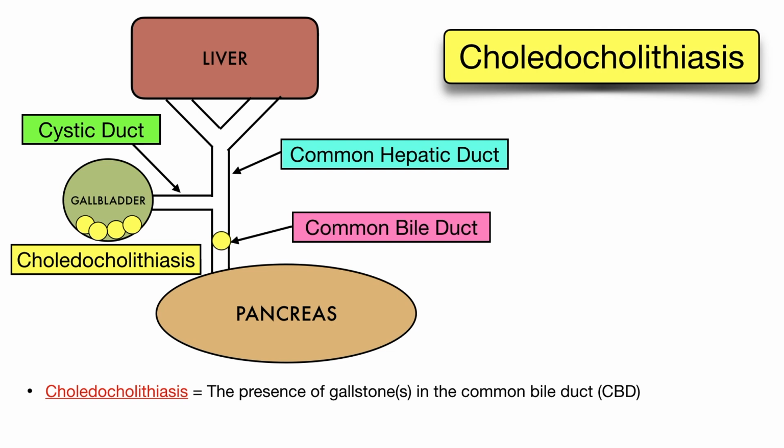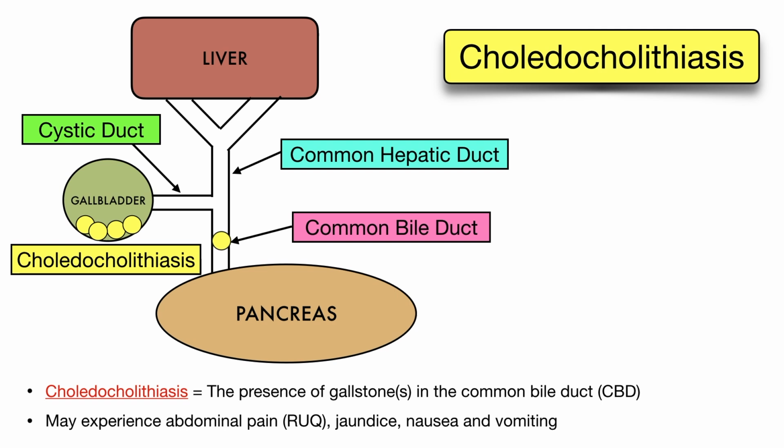Remember we said gallstones can cause pain when they obstruct or move through the bile ducts. This is why choledocholithiasis can cause abdominal pain as well, usually in the right upper quadrant or epigastric region. It can also cause jaundice along with nausea and vomiting.